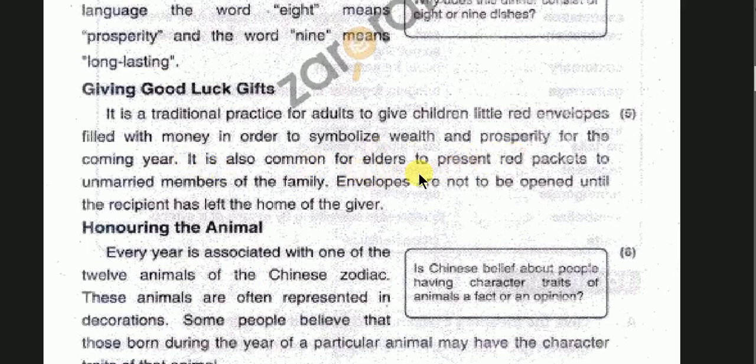It is also common for elders to present red packets to unmarried members of the family. The elder people also give red packets to unmarried people, the members of the family who are not married, who are bachelors. They give red packets to them. Envelopes are not to be opened until the recipient has left the home of the giver. Recipient means the person who receives, okay, and it is the custom that they don't open that packet until the giver leaves that place.